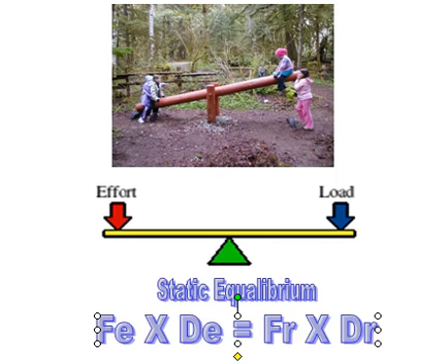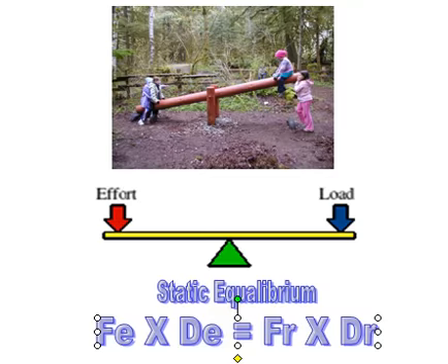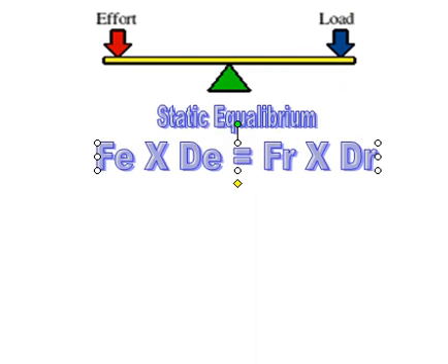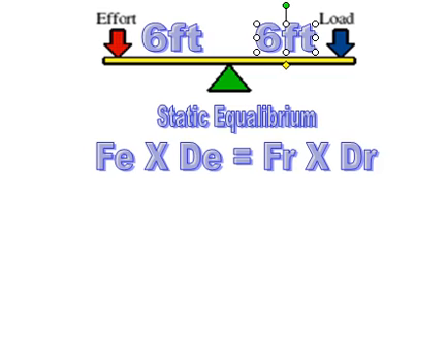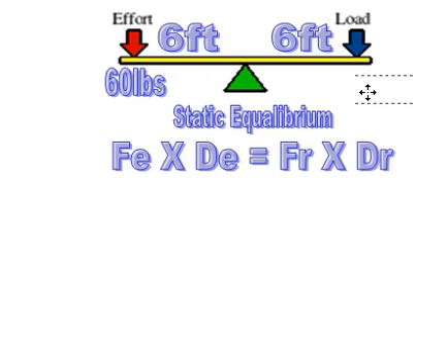So we need to be able to look at an example or a lever and be able to tell whether it's in static equilibrium or not. Now, if it's in static equilibrium, then let's say the distance of effort is 6 feet, and the distance of resistance is also 6 feet. And let's say the little girls on the left side weigh, say, 60 pounds, and the little girls on the right side also weigh 60 pounds.